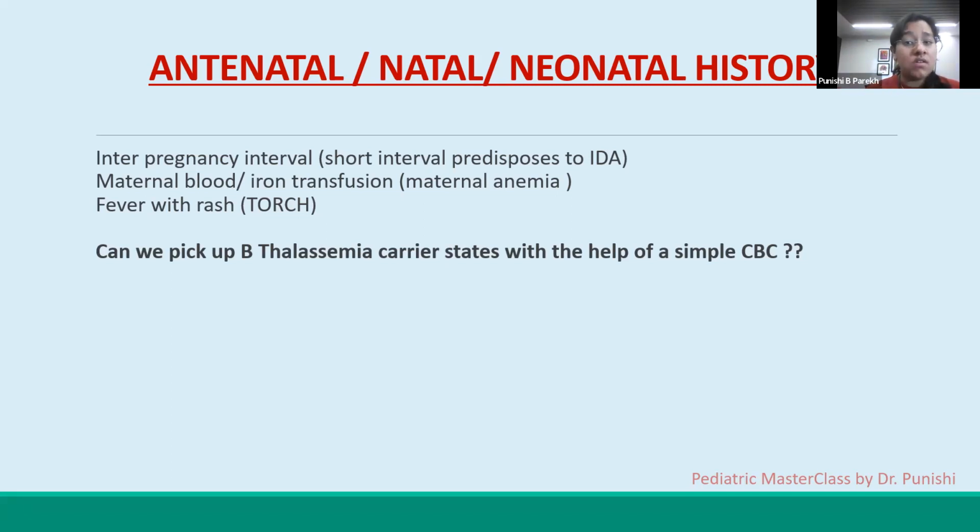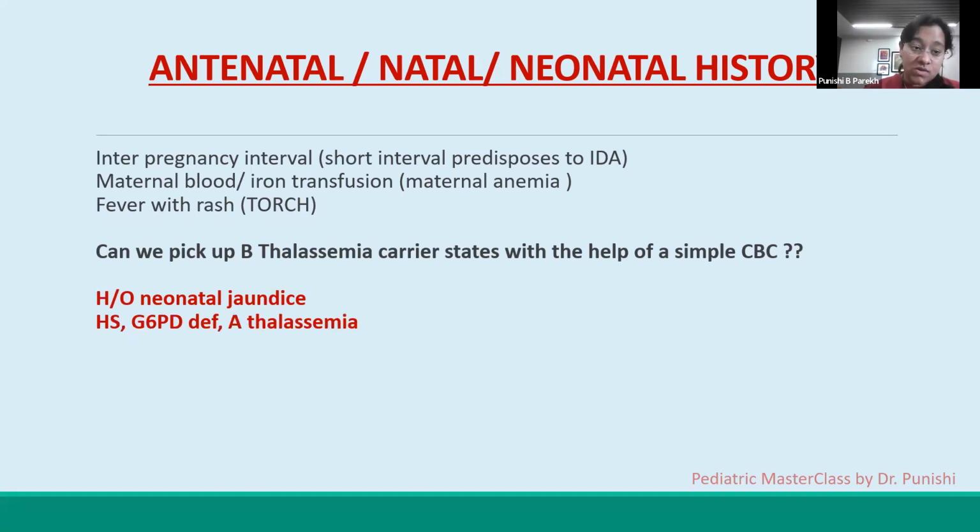Other than that, a very important question in your antenatal history is whether there's a history of neonatal jaundice. Causes of neonatal jaundice, again, specifically pertinent to this case: hereditary spherocytosis, G6PD deficiency, and alpha thalassemia can all present with hemolysis and jaundice in the neonatal period, severe enough to even require blood transfusions or exchange transfusions, depending on how high the bilirubin goes.